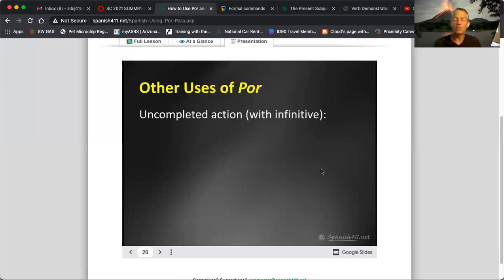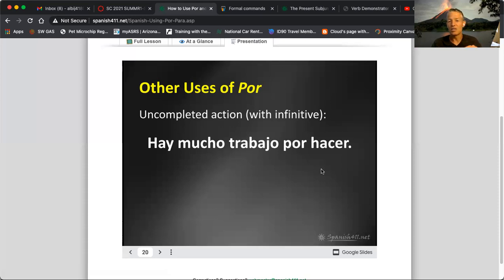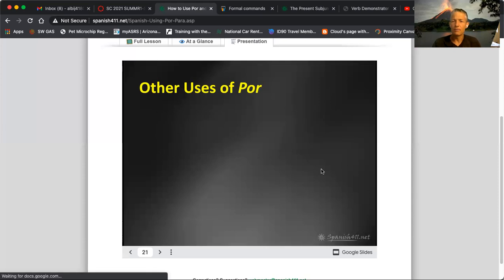An uncompleted action with an infinitive, so por can be followed by an infinitive. Hay mucho trabajo por hacer, okay? There's a lot of work to be done, right? But you can't say para, because then you'd say there's a lot of work in order to be done, okay? Different meaning.